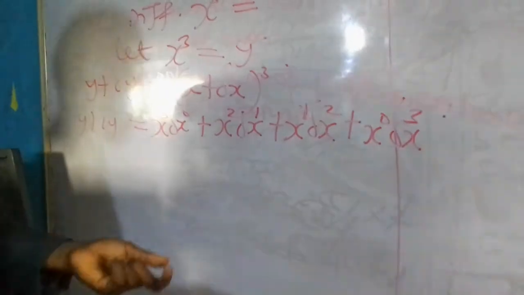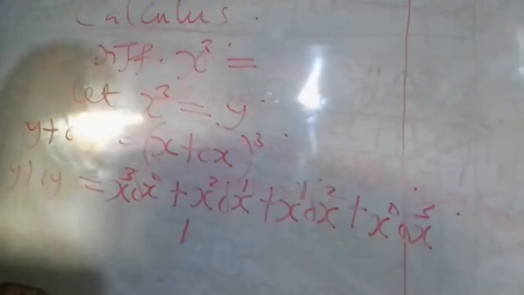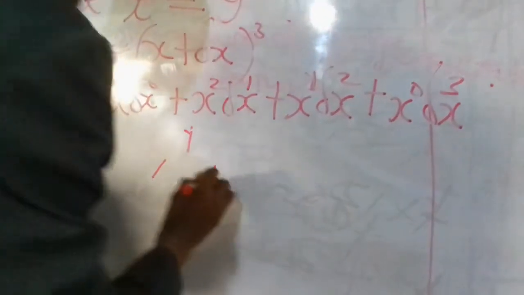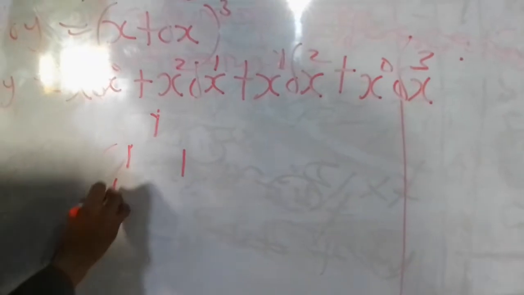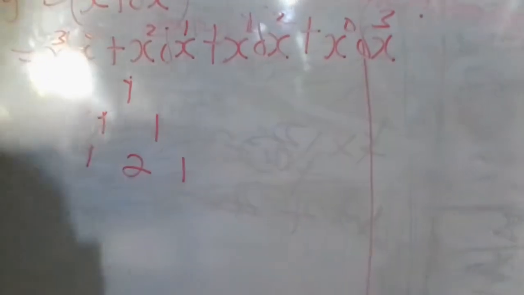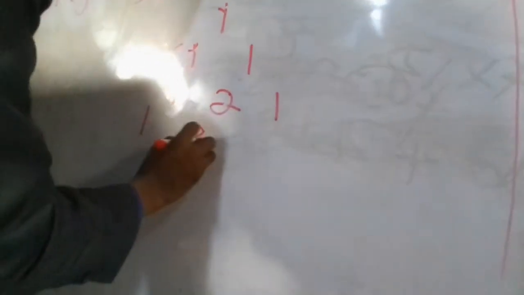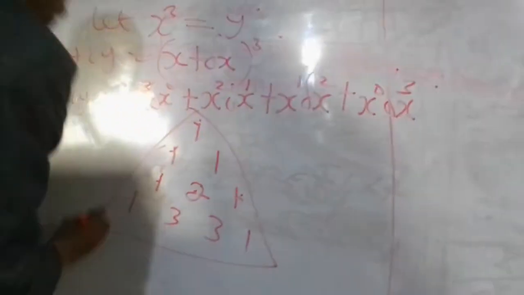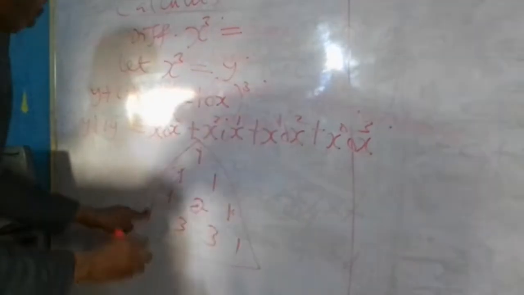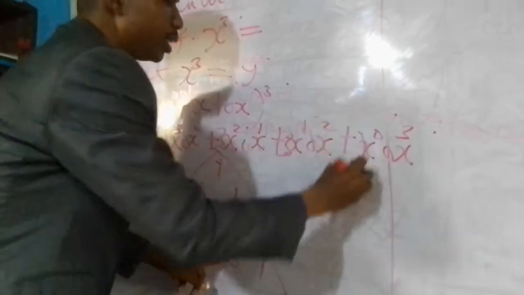Then we use Pascal's triangle. For our Pascal's triangle, we are taking the coefficients of the expansion of power 3. We start with 1. 1 plus 0 is 1, 1 plus 1 is 2. Then 1 plus 2 is 3, 2 plus 1 is 3, and 1 plus 0 is 1. So the coefficients are 1, 3, 3, 1.